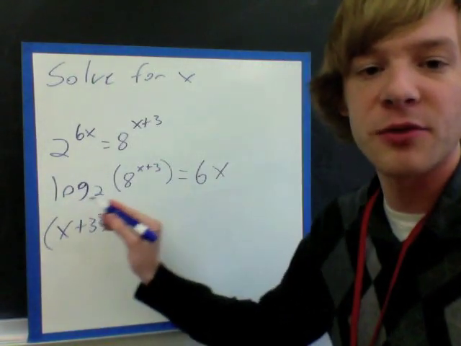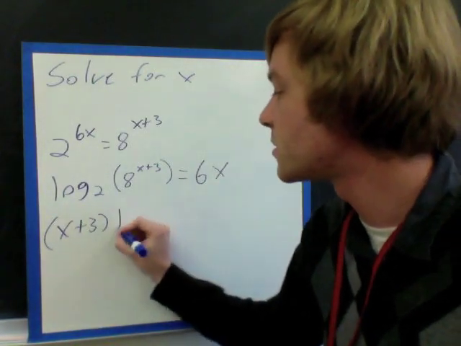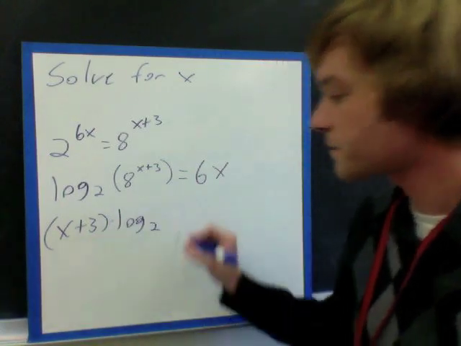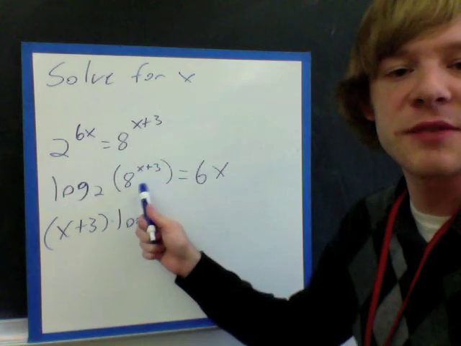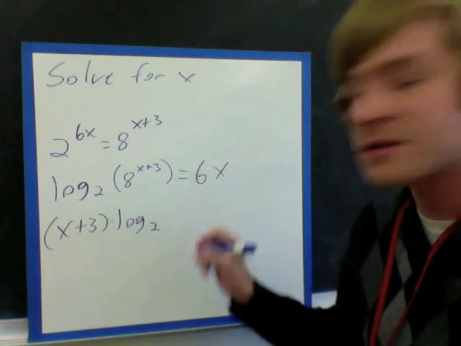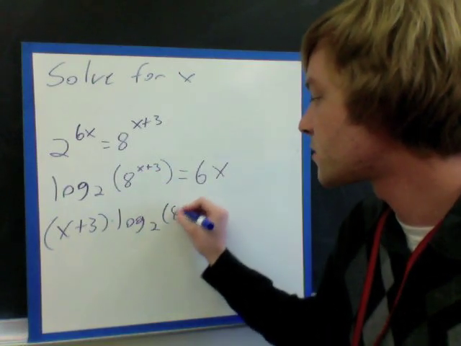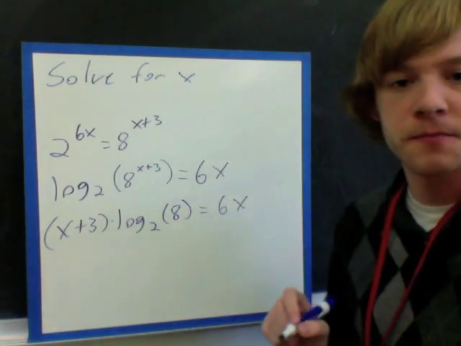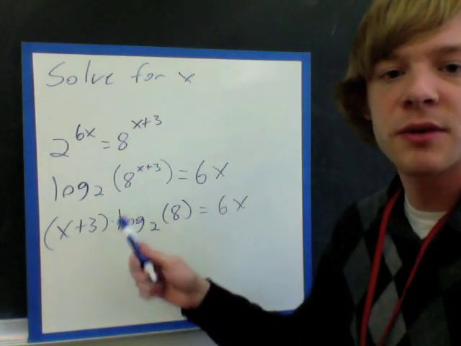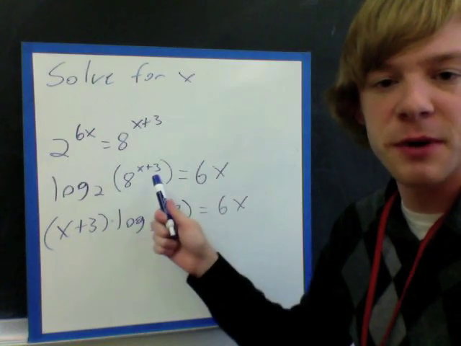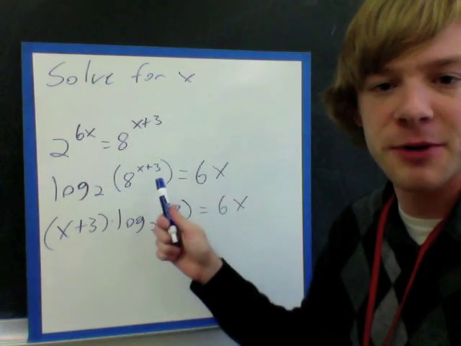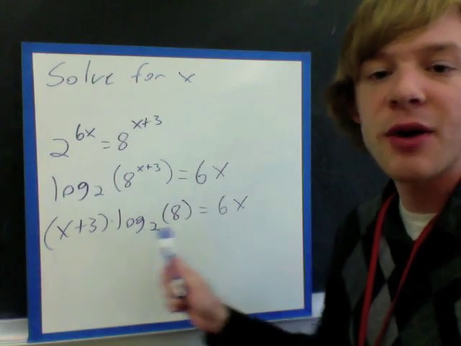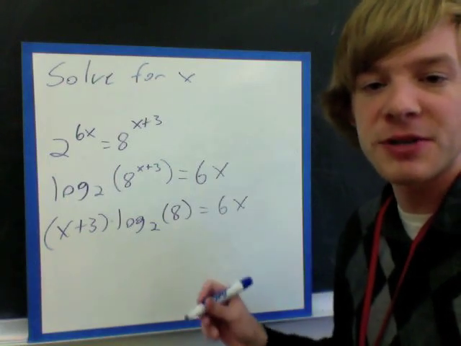And then I'm going to have log base 2, and the only thing that's going to be left in the parentheses is now going to be the 8. So now I just used my powers property to bring this x plus 3 out front. Now I want to simplify log base 2 of 8.